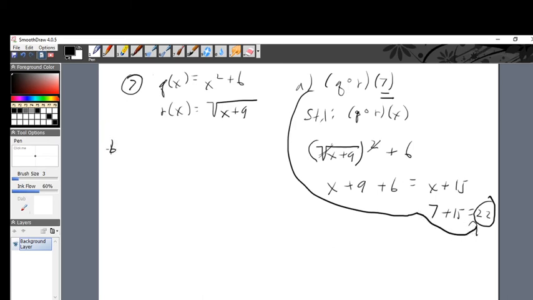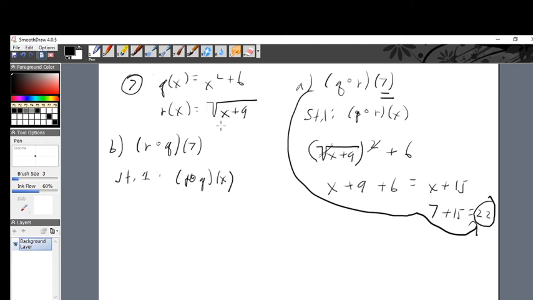Okay, let's go to B. Same givens. Here comes B. What do they want now? They want r composed with q of 7. They decided to use 7 again. Okay, what do we need to do as step 1? Step 1, let's find r composed with q of generic x. And then we'll plug in the 7 again.